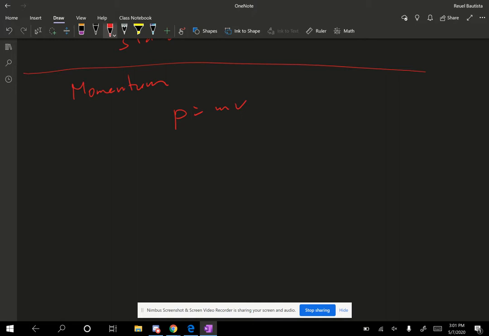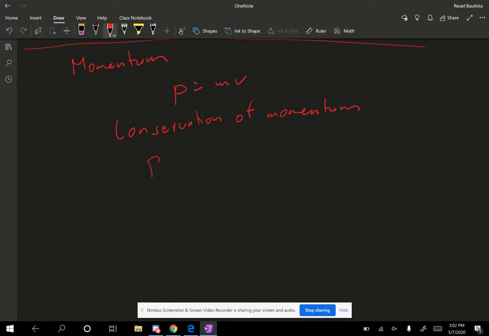Also important to understand, we have the law of conservation of momentum. What that means is that momentum is always conserved. The amount of momentum doesn't change from one to another. So the momentum before and the momentum after are going to be equal. No matter what happens, the momentum before and the momentum after are always going to be equal.